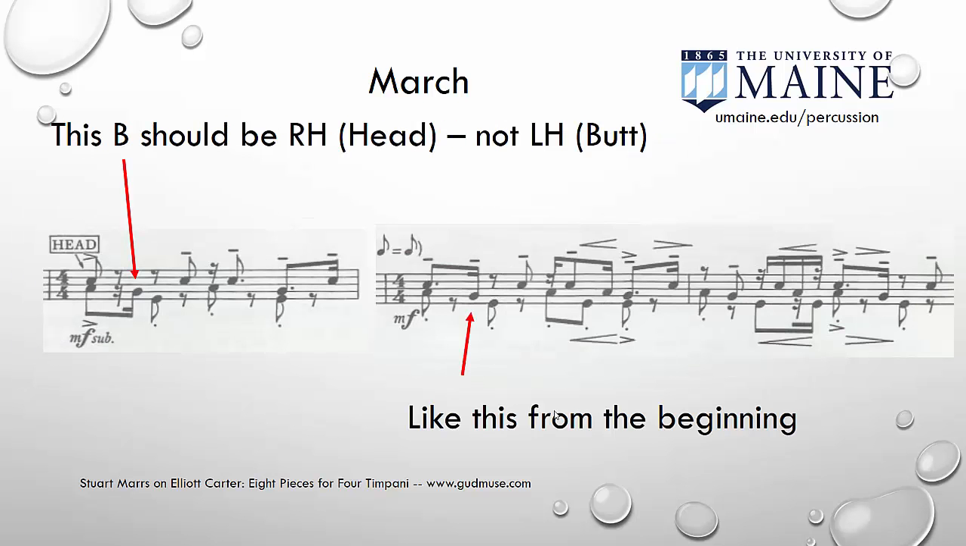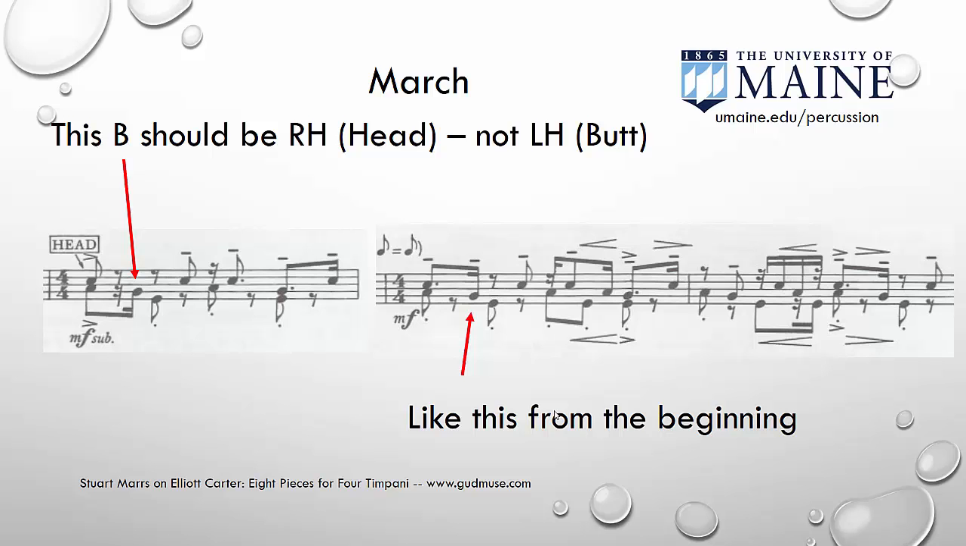Here is an editorial change I recommend. I believe it is a mistake in the manuscript as well as in the published part. In the reprise of the March theme on the 3rd page, there is a B notated in the left hand, which I believe should actually be in the right hand with the head of the mallet.